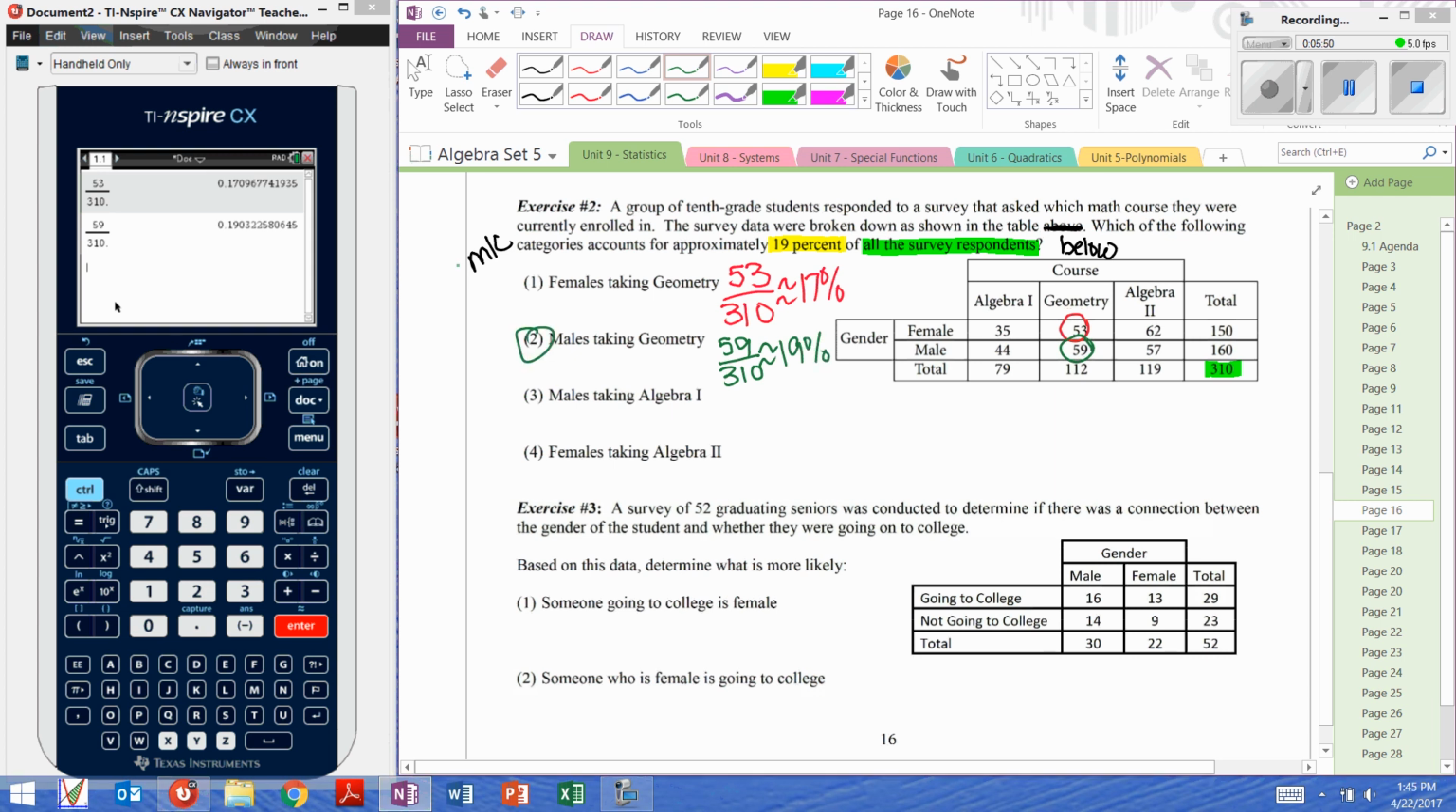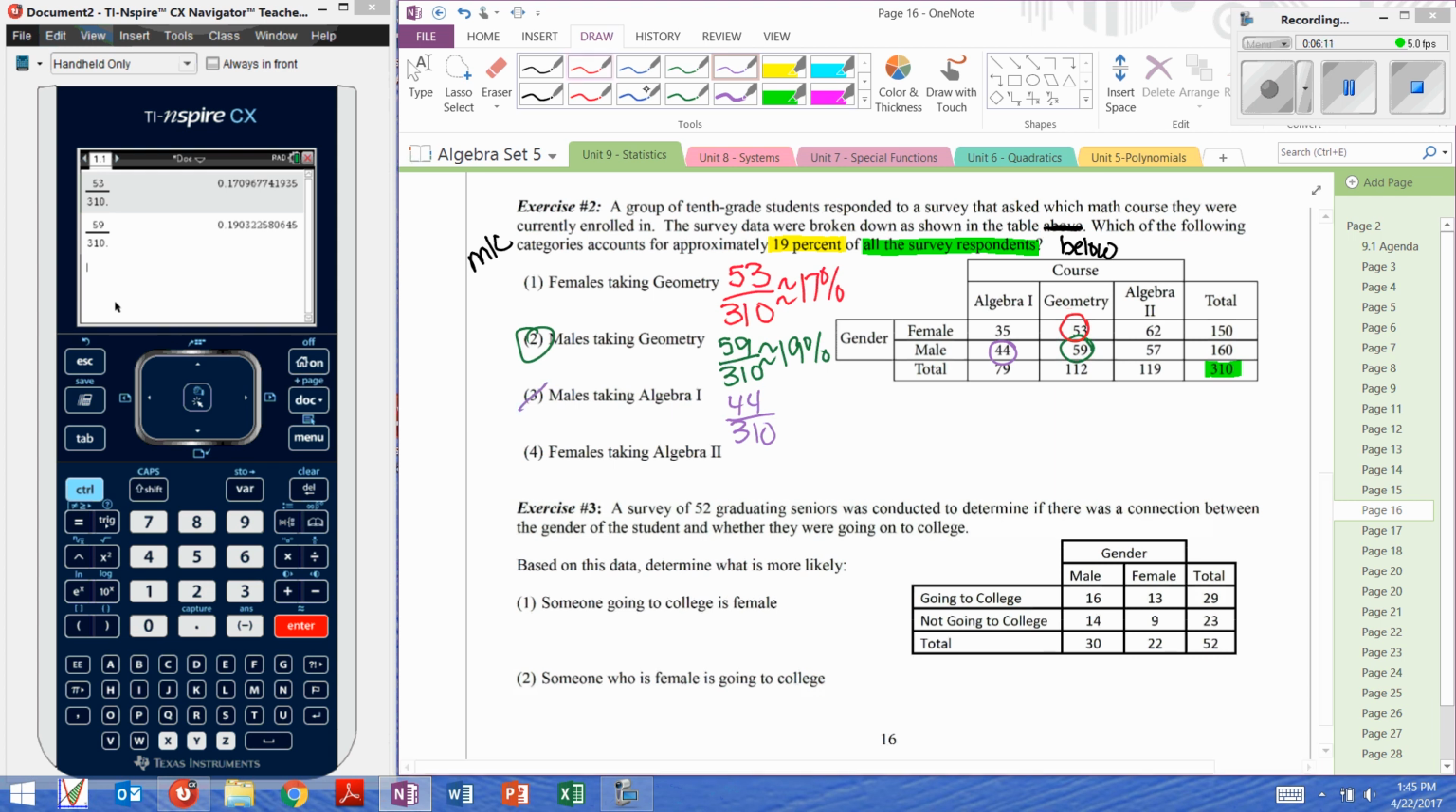But you know what? Just to make sure that we didn't make a mistake, let's keep on with answer choices 3 and 4. So males taking algebra 1, that's 44 out of 310. Well, obviously that's going to be smaller than the females taking geometry because there were 53 of them. That's not going to work.